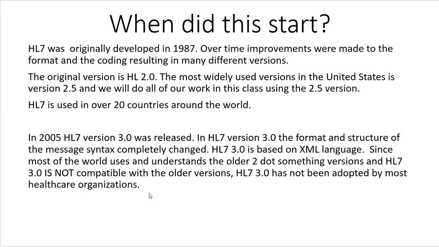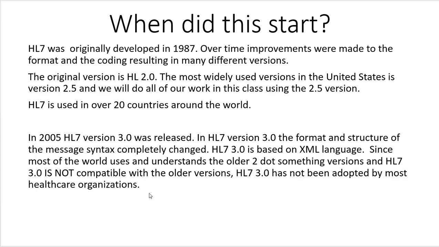When did all this start? HL7 was originally developed in 1987. Over time, improvements were made to the format and the coding, resulting in many different versions. The original version is HL7 2.0. Looks like I'm missing a 7 on that slide. The most widely used version in the United States is version 2.5, and we will do all of our work in this class using the 2.5 version.